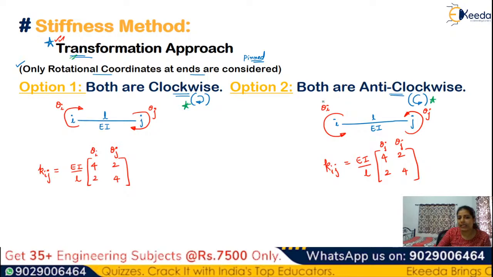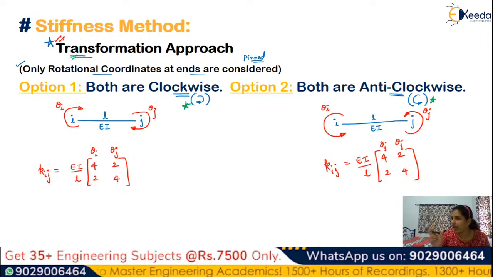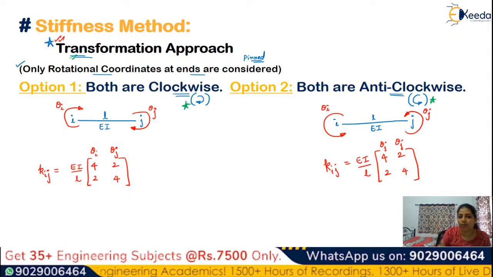Okay, so this is the standard you will be using. If it is the transformation approach, whether it's clockwise movements as the coordinate or anti-clockwise movements as the coordinate, the standard stiffness matrix we use is EI by L times [4, 2; 2, 4]. This will be a 2 into 2 matrix only. Why? Because we take an individual element, and for an individual member or element there will be only 2 local coordinates. That's why it will always be a 2 into 2 matrix.